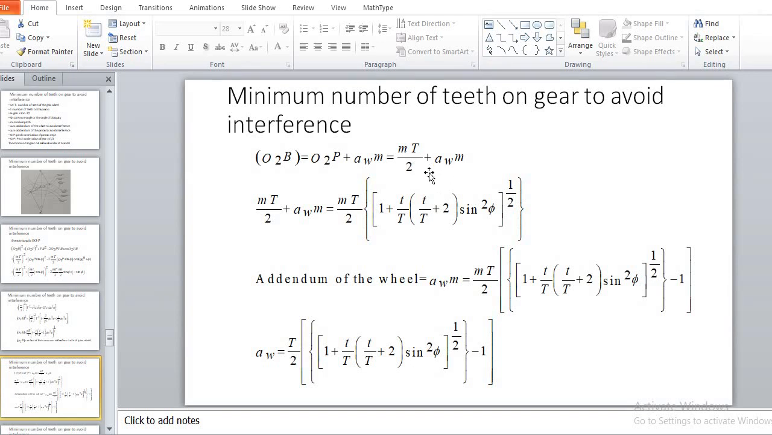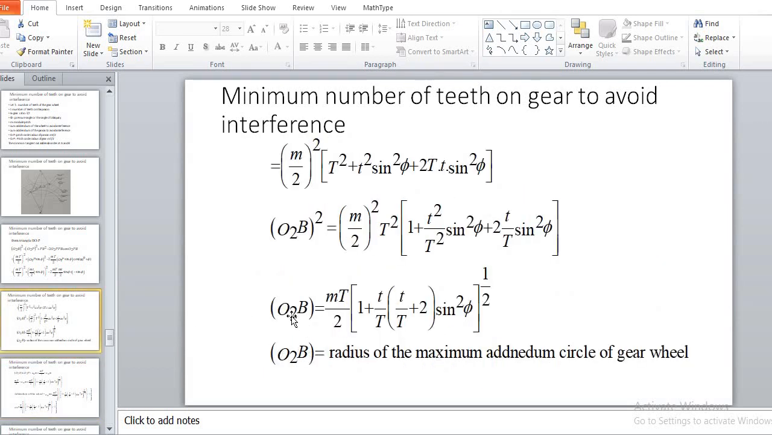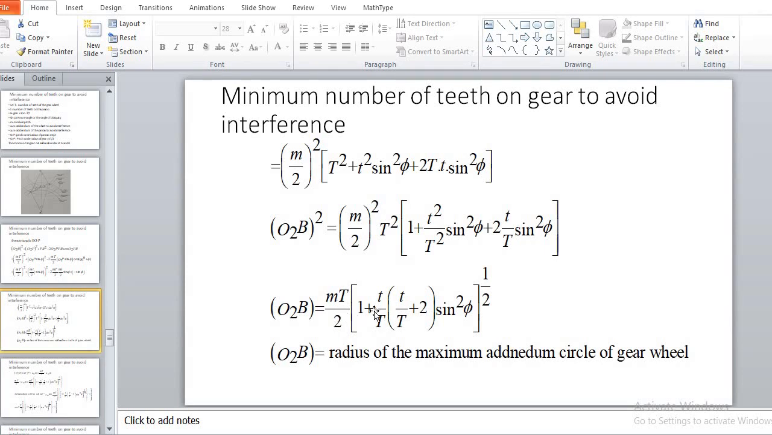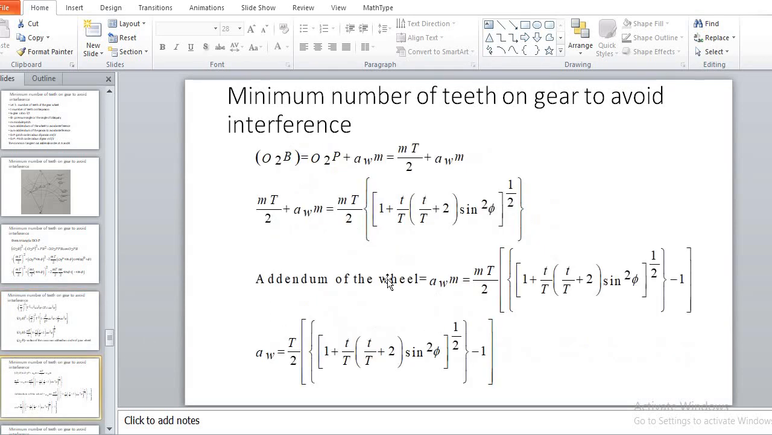Now we have O2B in terms of AWM like this, and O2B in terms of t from before. So we equate these two terms: mt by 2 plus AWM is equal to mt by 2 times the square root of this term.